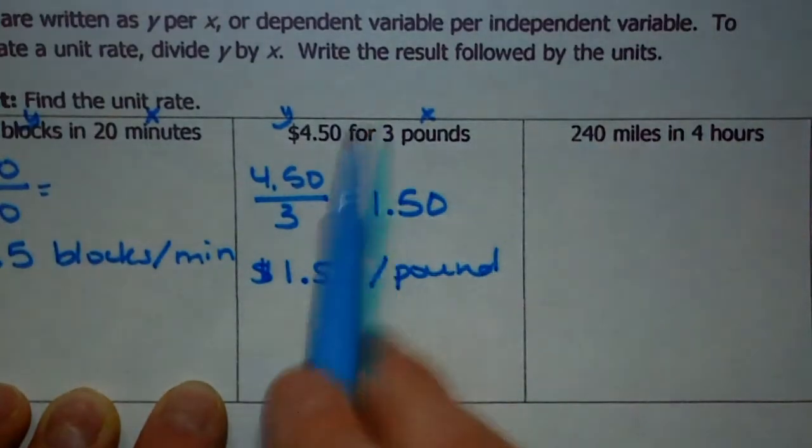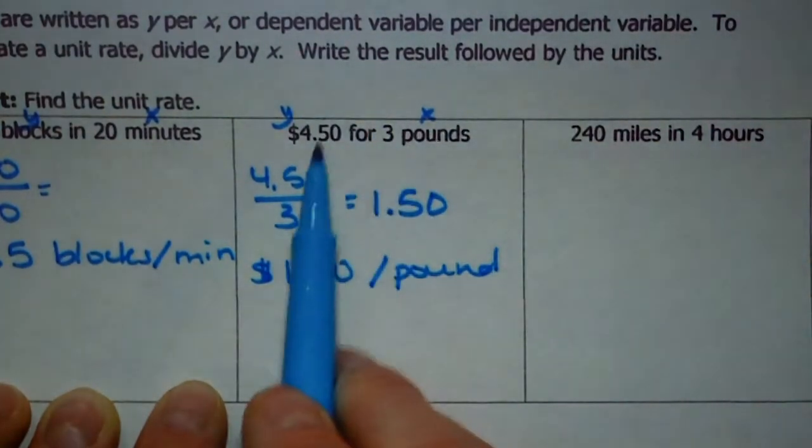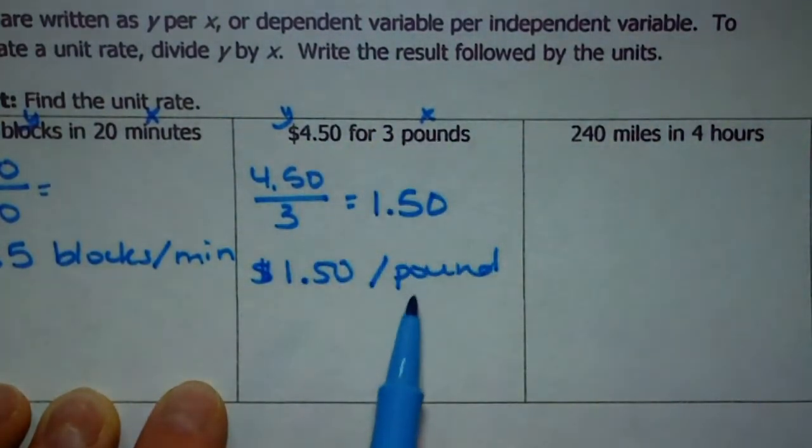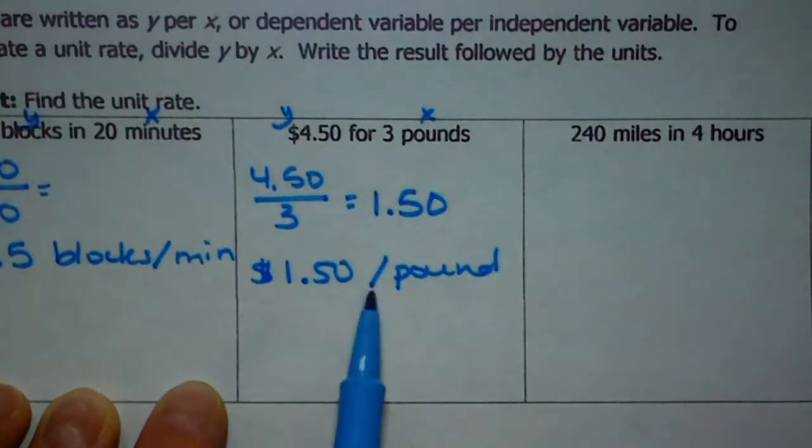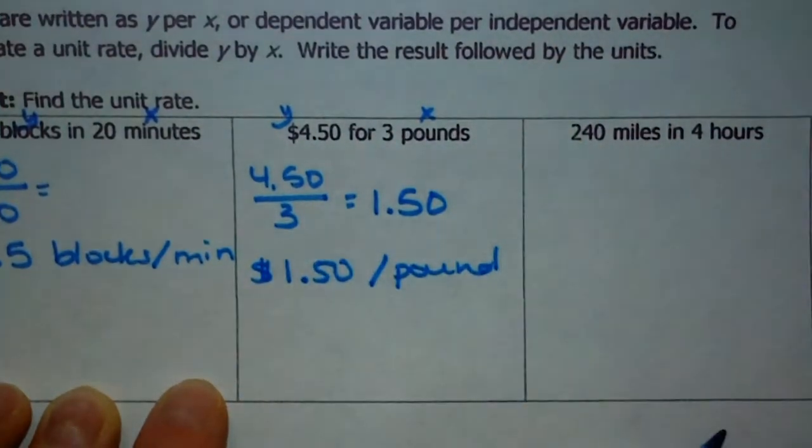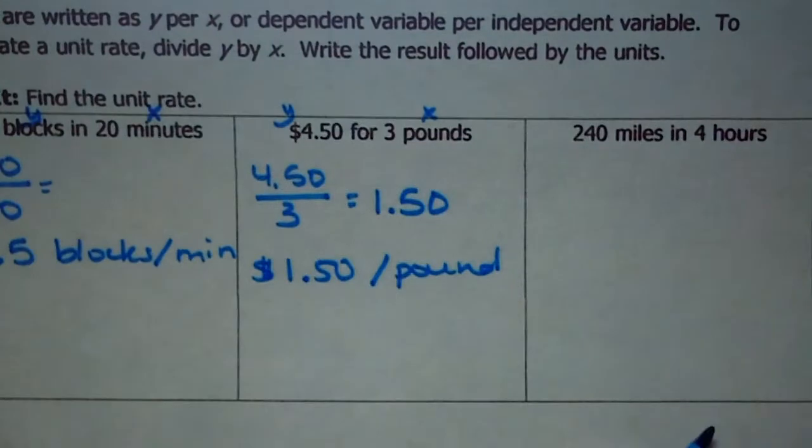A rate right here just says, okay, something per something else. The unit rate, it's per 1 of something. So I don't have to say $1.50 per 1 pound. That's implied, right? We know that that's what that means.